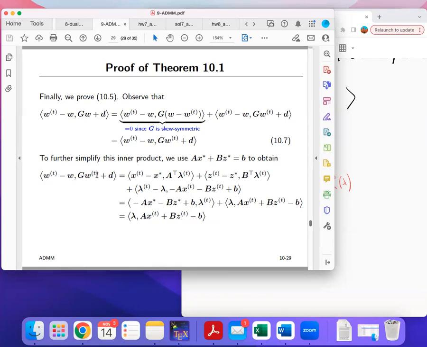Eventually you will have these two inner products. Now the first inner product is 0 because, by definition, x star z star satisfies that constraint because they are optimal, so they must be feasible. And therefore this term is 0. So we only have the second term.